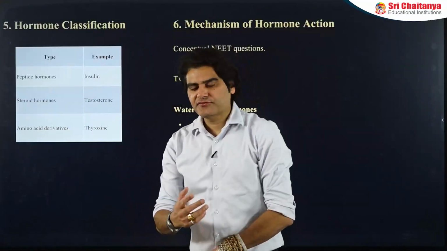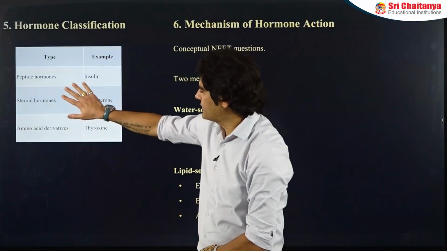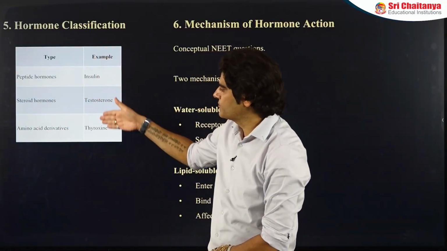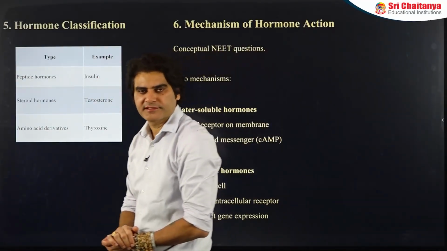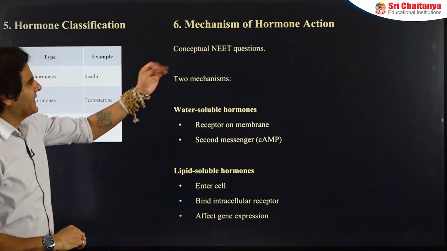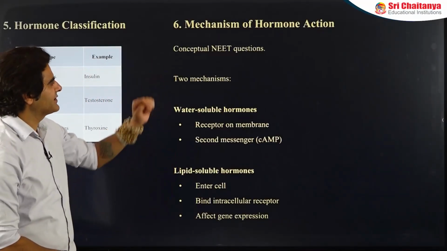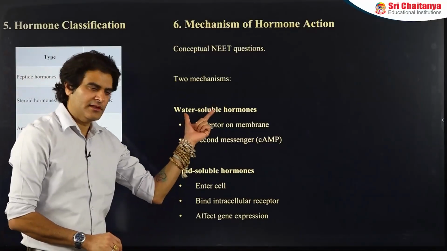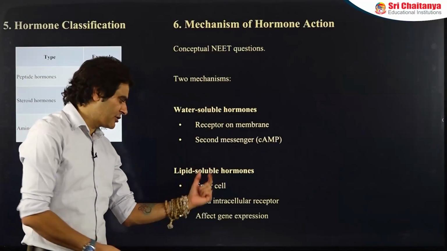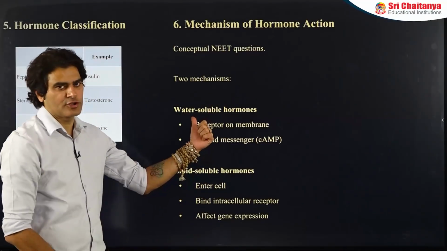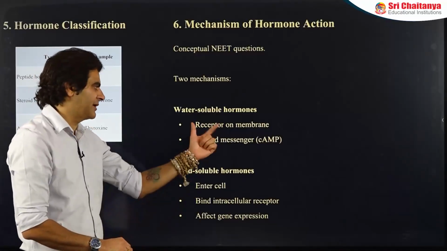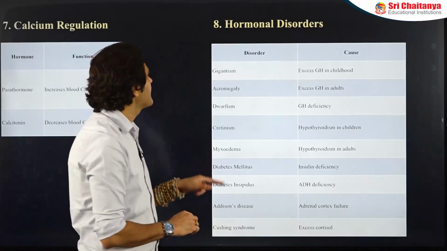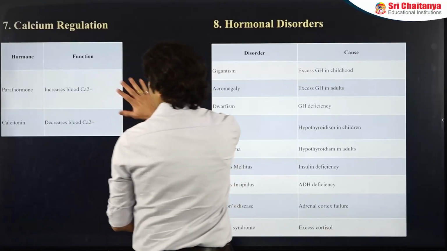Hormone classification will be your next key area to focus on. I told you that there are 4 categories of hormones. So the 4 categories of hormones with the common examples here. Next, mechanism of hormone action. The conceptual NEET question from here will be 2 types of hormones: water soluble, lipid soluble. Lipid soluble go inside the cells, water soluble remain outside the cells and attach on membrane receptors, triggering formation of secondary messengers.